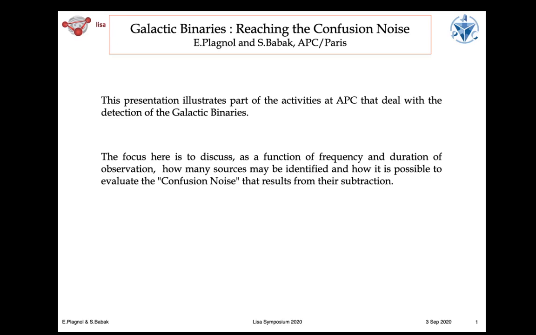So this presentation illustrates part of the activities at APC that deal with the detection of the galactic binaries. The focus here is to discuss, as a function of frequency and duration of observation, how many sources may be identified and how it is possible to evaluate the confusion noise that results from their subtraction.